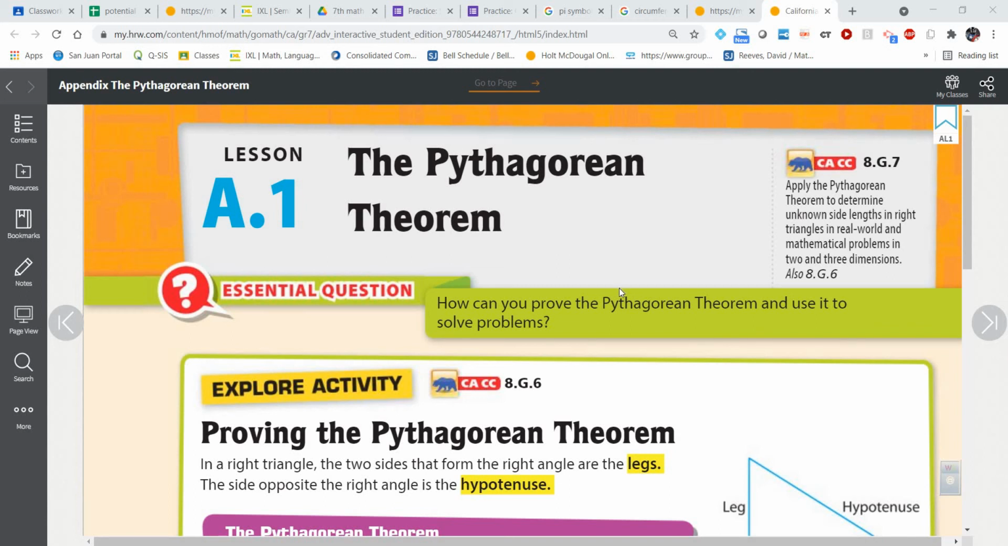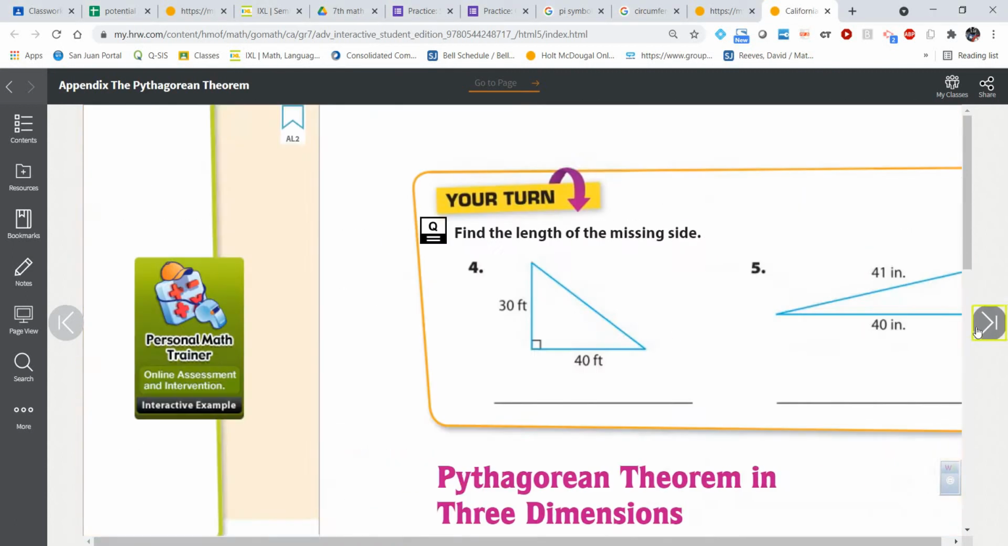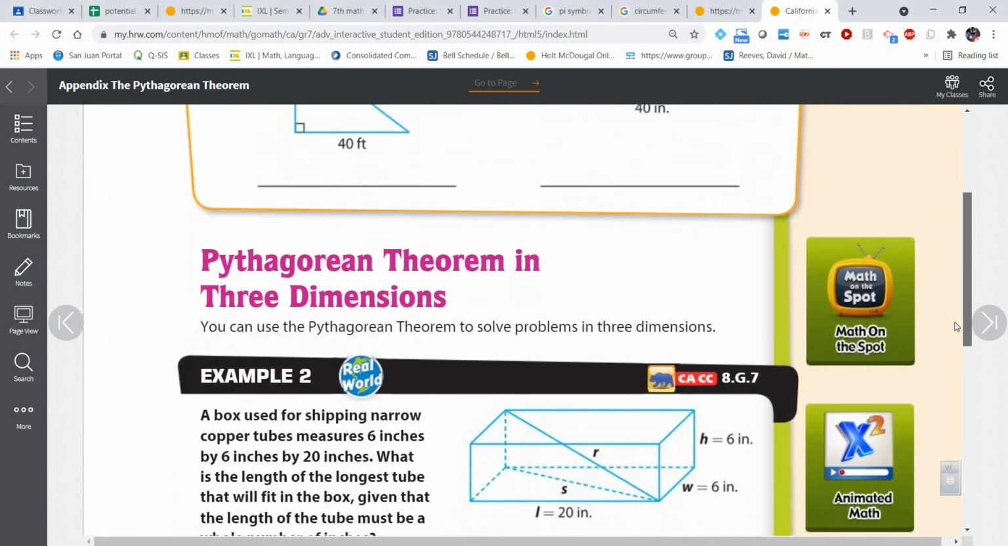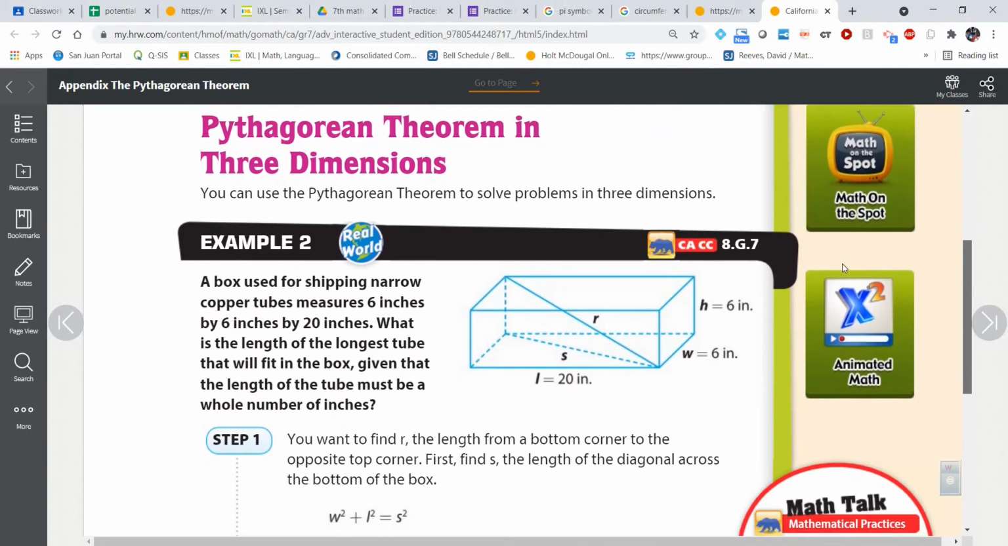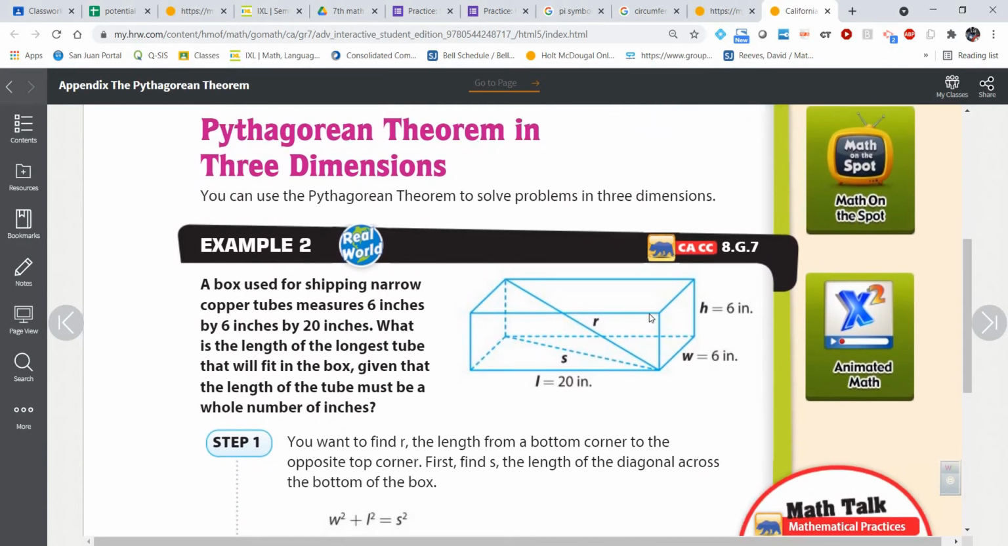Well, hey everybody, Mr. Reeves back with you, and today we are continuing our look at the Pythagorean Theorem, and more specifically, we're going to be looking at the Pythagorean Theorem in 3 dimensions, and even more specifically than that, we're going to be looking at diagonals of rectangular prisms.